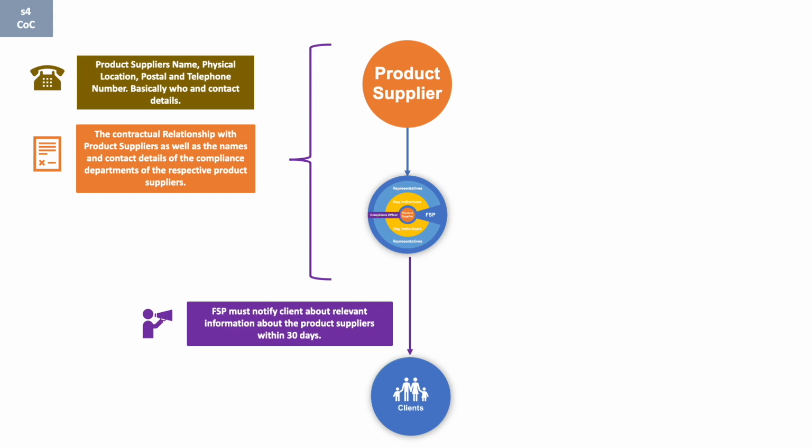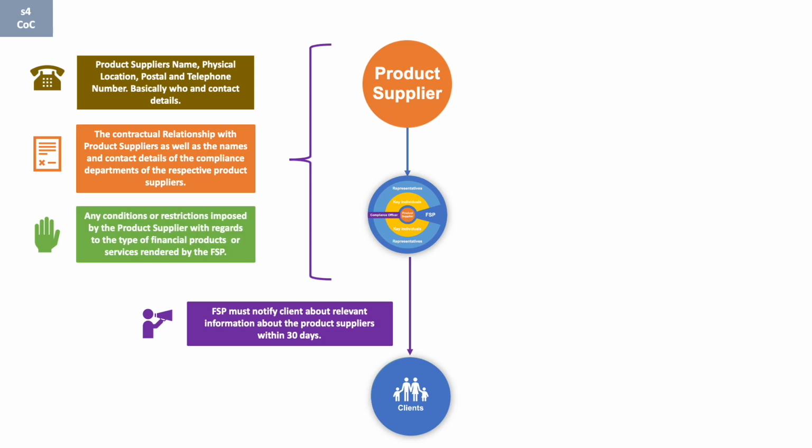Next, it is important that the FSP informs the client of the contractual agreement and relationship with the product supplier. This is so the client is aware of the FSP and the product supplier's relationship. We need to provide the names and contact details of the product supplier's compliance departments. An FSP must communicate to its client any conditions or restrictions that have been imposed by the product supplier with regards to the type of financial products or services that they as the FSP have rendered.